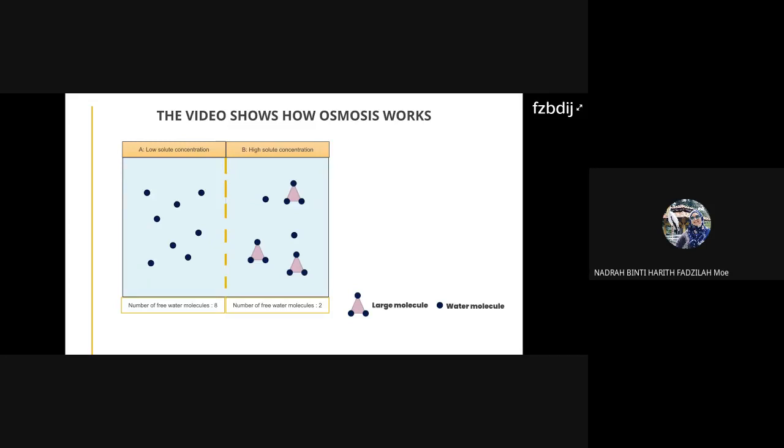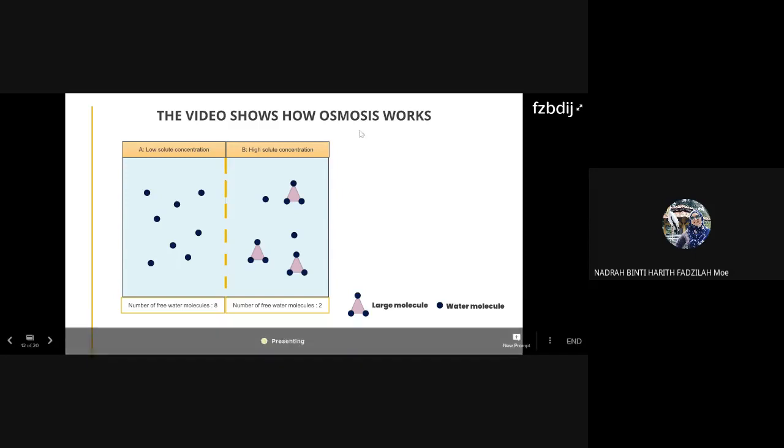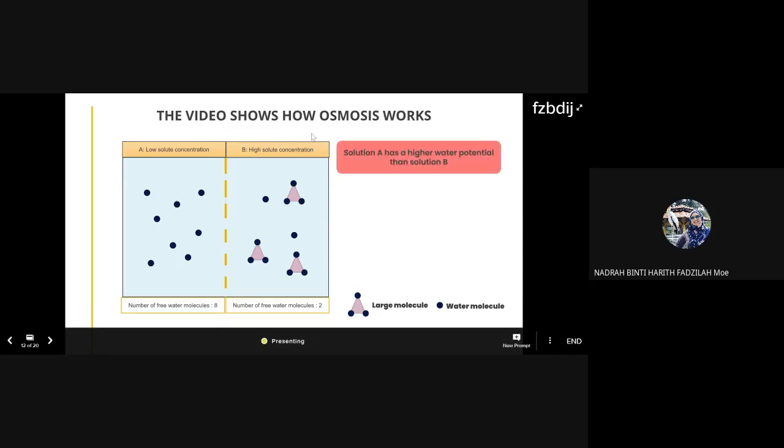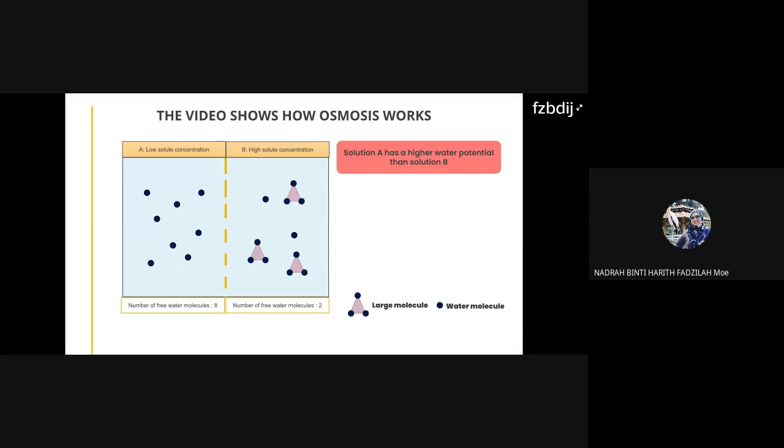So instead of balancing the number of large molecules, this is how osmosis works. Okay, so osmosis, we started off with understanding difference in water potential. Kita bukan banding solute potential atau concentration of solute, kita banding concentration of water. Macam mana saya tahu solution A has a higher water potential than solution B?